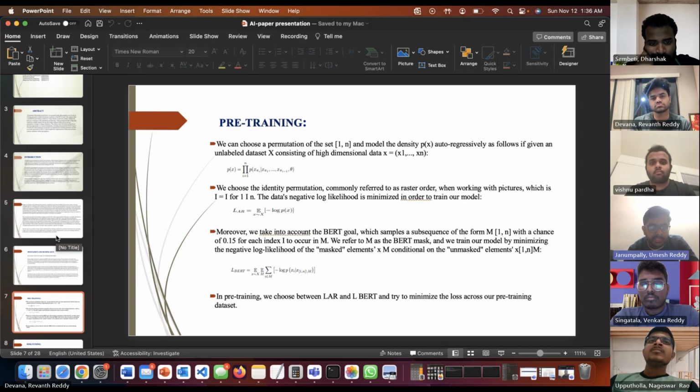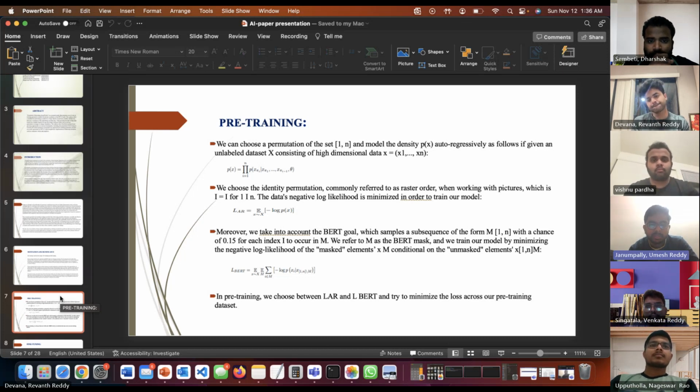And also we can see in the last formula that moreover we take into account that BERT objective which samples a subsequence of the form M with a chance of 0.15 for each index, and we refer to M as a BERT mask, and we train our model by minimizing the negative log likelihood of the masked elements x_M conditional on the unmasked elements x_[1,n]\M that we clearly observed in the third formula.